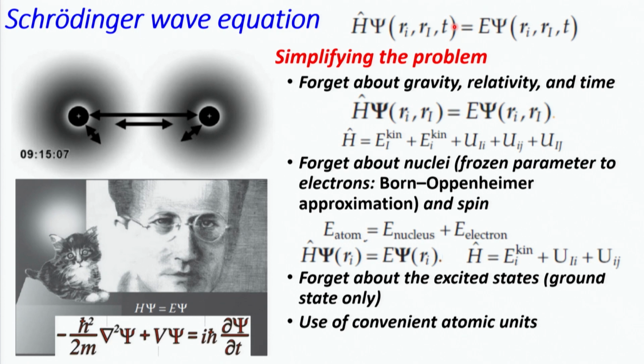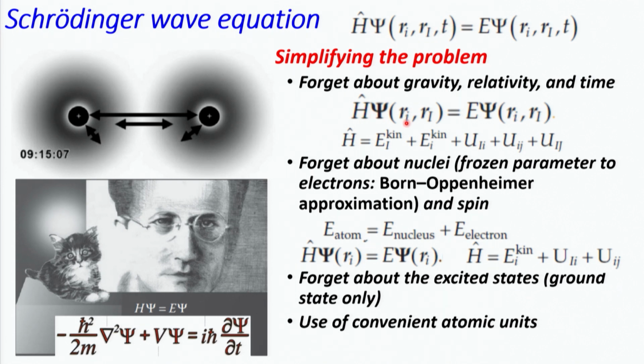This equation we can solve for only one particle system. But for materials, there are a lot of electrons, so you need to do simplification in order to get some reasonable approximation. So the first simplification we do is to forget about gravity, relativity and time. Of course, relativity you can neglect for smaller atomic weight elements, but for heavier ones this relativity effect should be there. And for the time independent case, we can just omit the time.